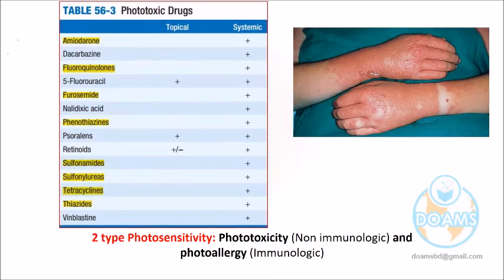But similarly, if the lesion is in the ring area or the watch area, but other areas are free, what is the diagnosis? Contact dermatitis. This is the intelligence.